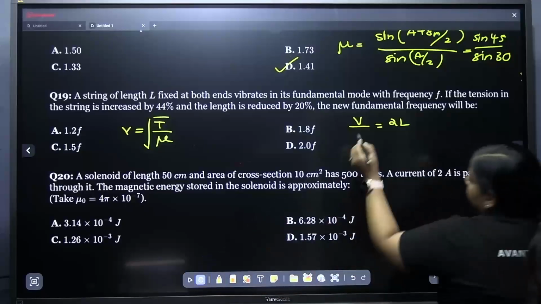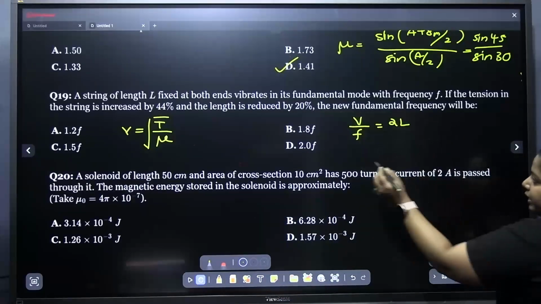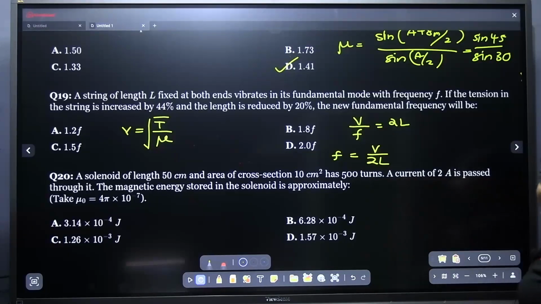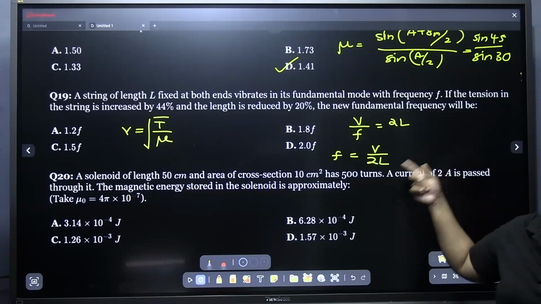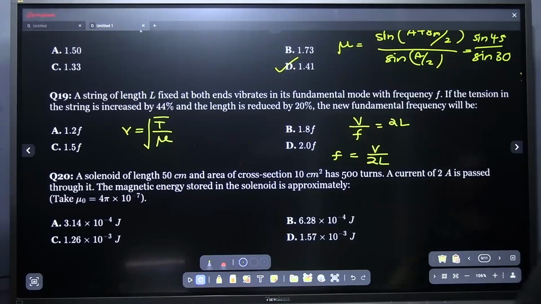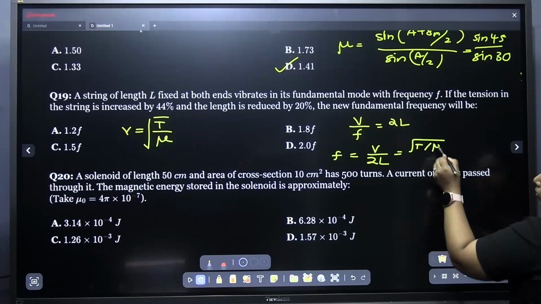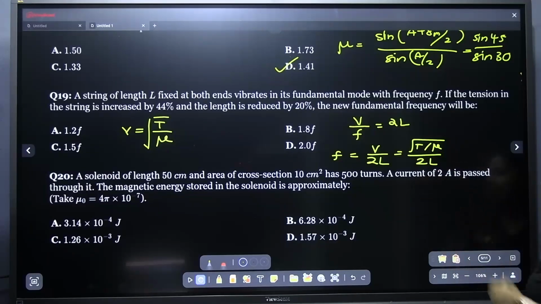V by f equal to 2L, so f is equal to v by 2L. This is the formula. V is velocity, L is length of the string. Substituting the equation of v, we will get root of T by mu divided by 2L.